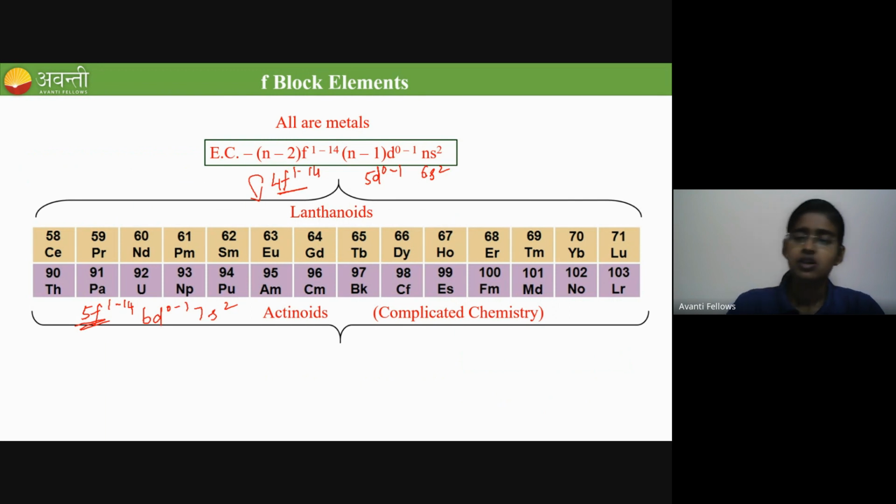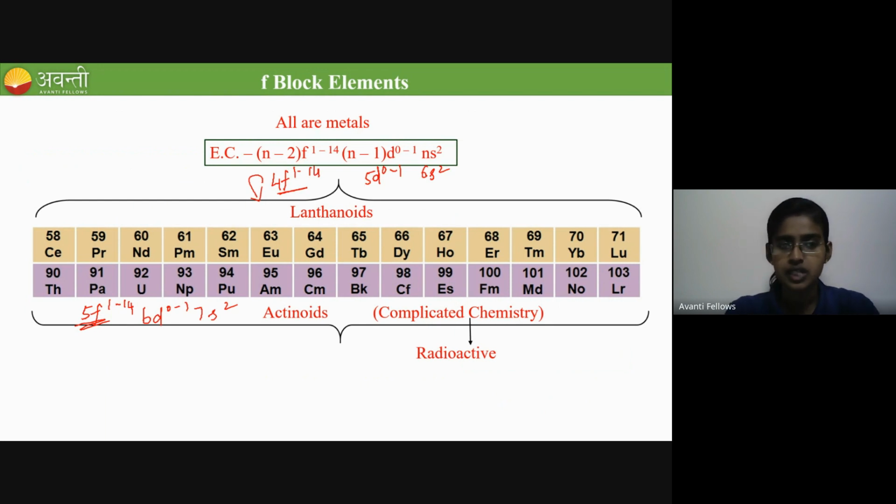And coming to these actinoids, the study of the chemistry is very complicated. Why? Because most of the actinoid elements are radioactive in nature. Because of that radioactivity, the elements cannot be stabilized. They are almost unstable in nature. If an element is unstable, then we are not able to study the chemistry of that particular element, right? So that's why it is very complicated due to its radioactive nature.